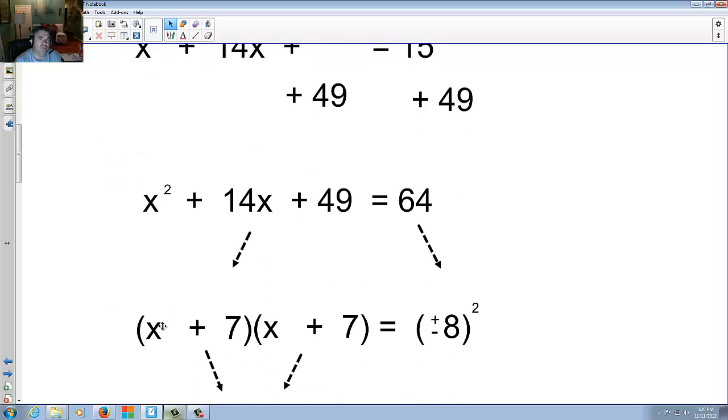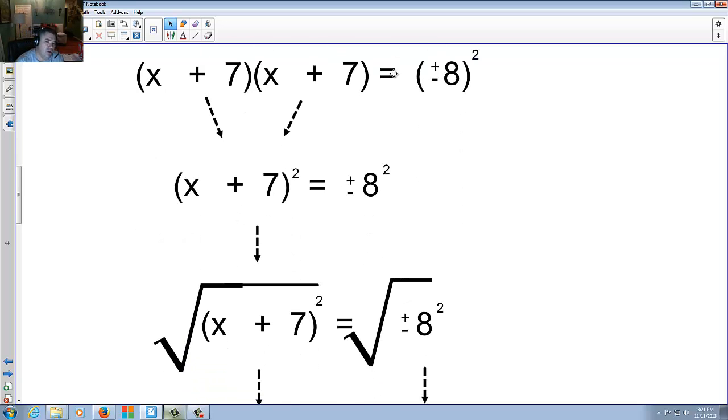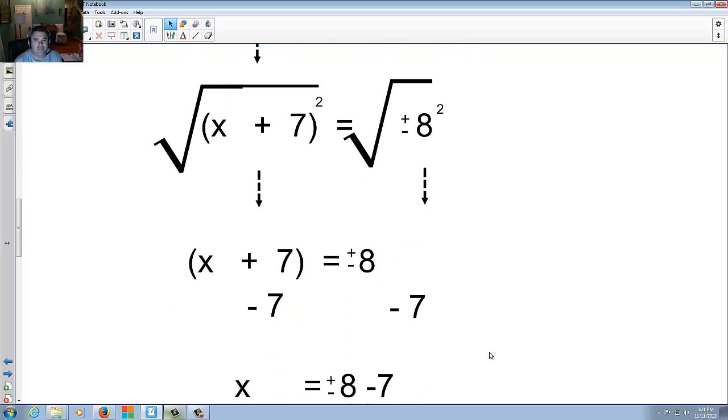Split them up into two binomials, x plus 7 squared, then square root. Remember 64 could just be 8 squared. If you want, you don't even have to make it 8 squared. You can just put square root of 64. Same result. It's going to be positive and negative 8. So whichever way you want to play it is fine. Square root, x plus 7 equals positive negative 8, minus 7, minus 7. Plus or minus 8 has two options, the positive 8 and the negative 8. Play out both sides. See what you get.